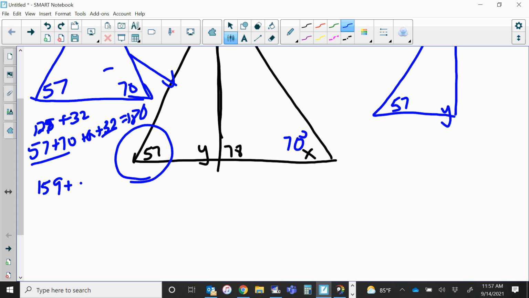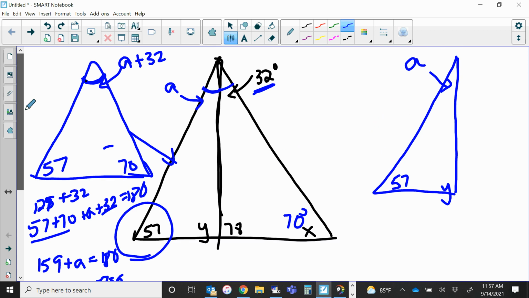159 plus A equals 180. Are you with me? Minus 159, minus 159. I figured out that A was 21. What does that mean for me over here? Now I know the measure of this is what? Did they ask me to find that? But can I now use that to figure out what y is?